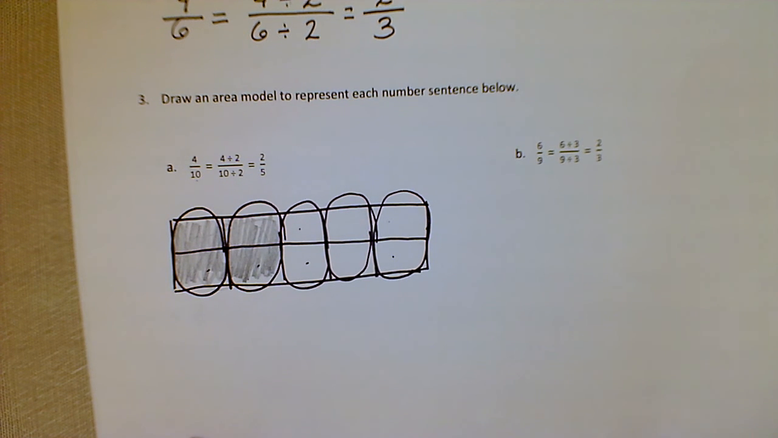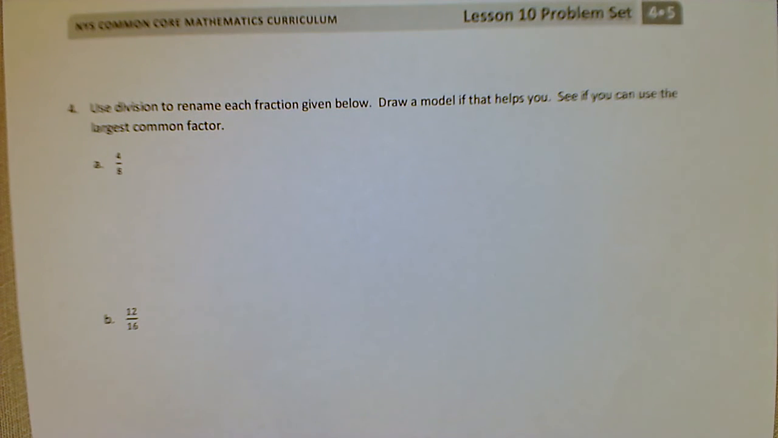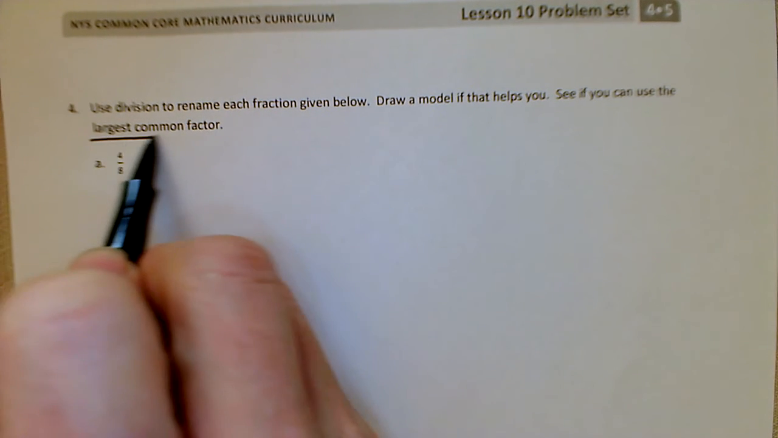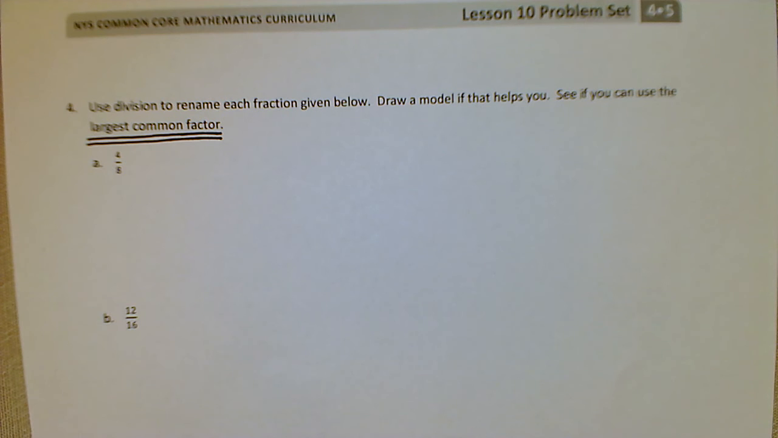Okay, so let's move on to problem 4. Now problem 4, I'm going to slow us down a little bit because this is where it gets to be really the new material that we were working on today. It says use division to rename each fraction given below. Draw a model if that helps you. See if you can use the largest common factor. And that was really what we were working on a lot today. I was trying to really help you to remember how to find all the factors and then to figure out what is the largest common factor.